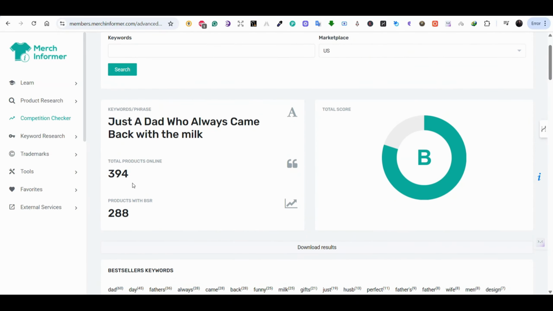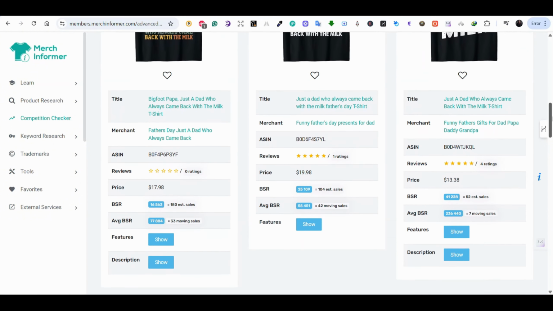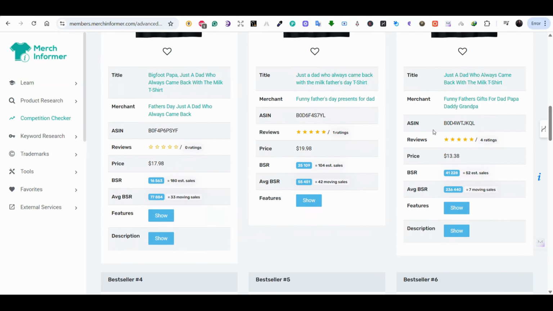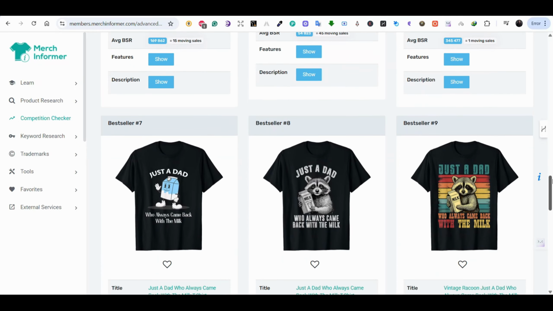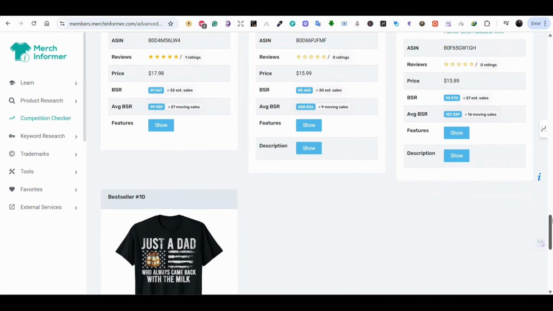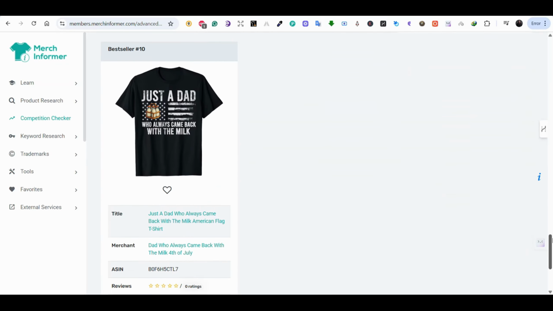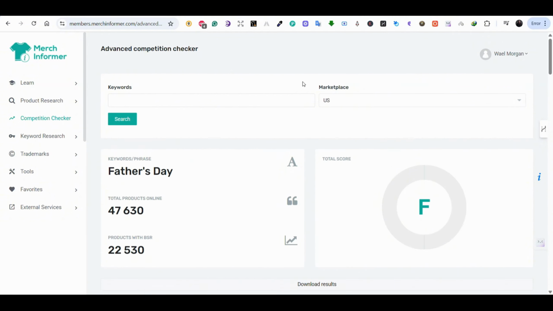So I always like to work on niches where the competition is A or B, and we can see that the BSR numbers are very good, very low. I always prefer to find niches that have BSR numbers of 100k and below, which means it has great sales. So this is the first niche that we found that we can work on, and this was indicated using the competition checker under Merch Informer.